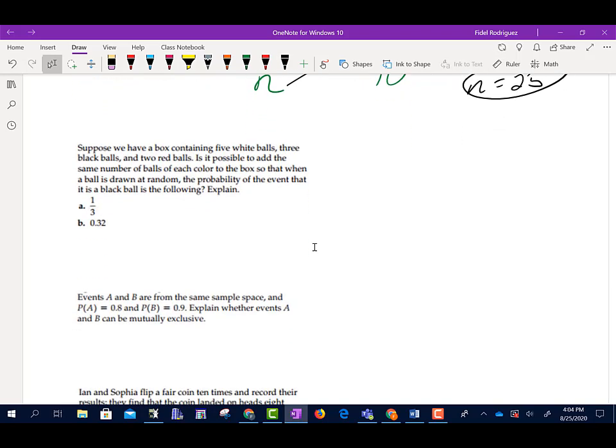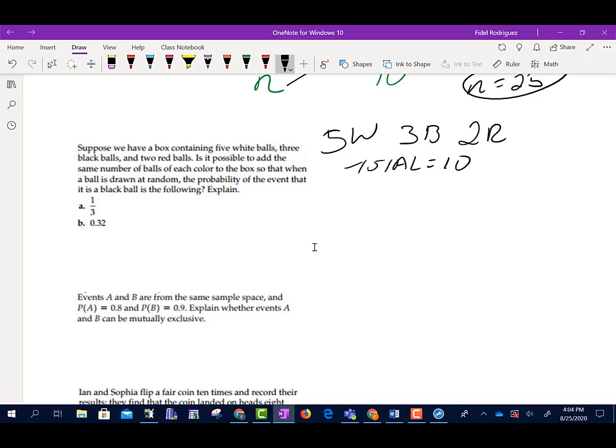All right. Now it says, suppose we have a box that has 5 white balls, 3 black balls, and 2 red balls. Let me think about that for a minute. We've got 5 white, 3 black, and 2 red, so my total here is going to be 10. The question says, is it possible to add the same number of balls of each color to the box, so that when a ball is drawn at random, the probability of the event that a black ball is drawn is the following? We want to know, can we add the same number of balls to each color?